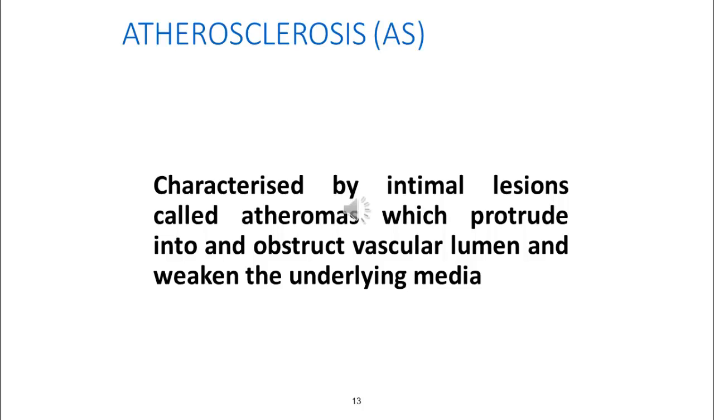So what is atherosclerosis? It is characterized by the intimal lesion, which is called the atheroma. It protrudes into the lumen, causing obstruction of the vascular lumen and weakening of the underlying media. So atherosclerosis is an intimal lesion.